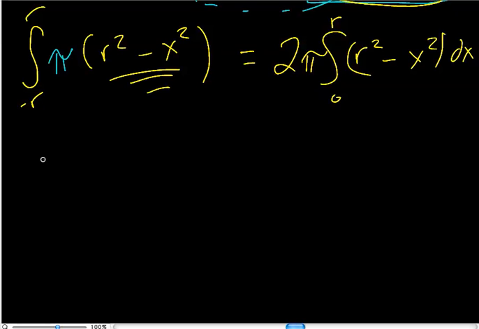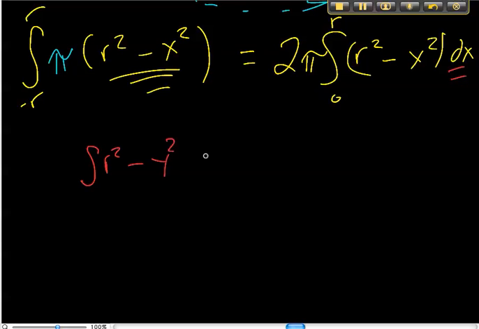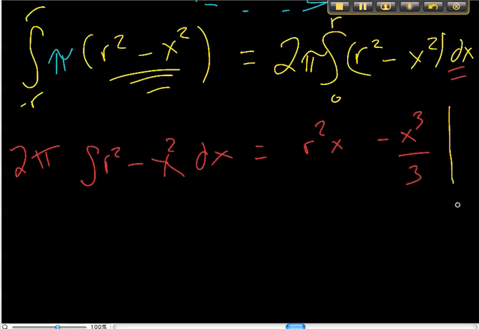So anyway, I have 2 pi times the integral from 0 to r of r squared minus x squared dx. Okay, and what does that become? Well, I'm integrating over x, the x-axis. So I basically have the integral of r squared minus x squared dx, and I'll put my 2 pi out here, which is the same thing as r squared x minus x cubed over 3. And that's all going to be evaluated from 0 to r, like I said before.